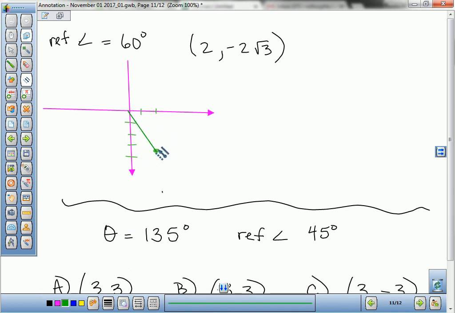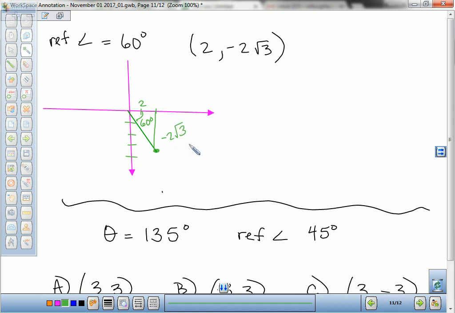Does it look like it's kind of a 60-degree angle? Yes. All right, so if this is 2, and this is negative 2 roots of 3, that's the other one's 4. Could you give all 6 trig ratios? Yes, certainly we could.